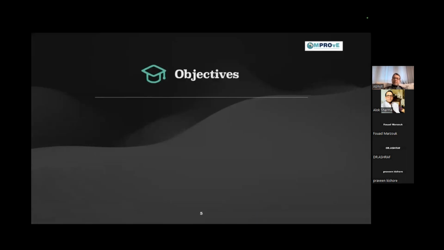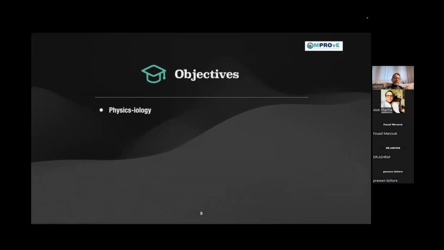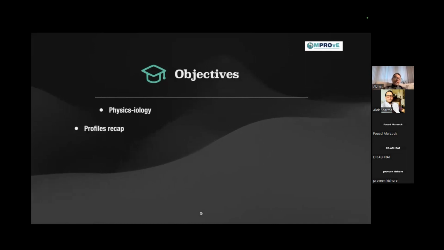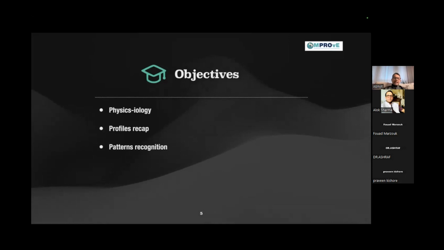Right. So having said that, what are the objectives for today? We're going to touch base with the physiology. I'm not going to teach you the whole physics, but we're just going to touch base with physics 101 with the ultrasound waves. I'm sure Alok must have spoken to you about this, but we're just going to touch base. We're going to do some profiles recap, and then we'll talk about pattern recognition.